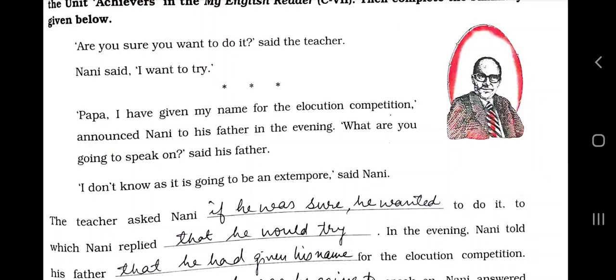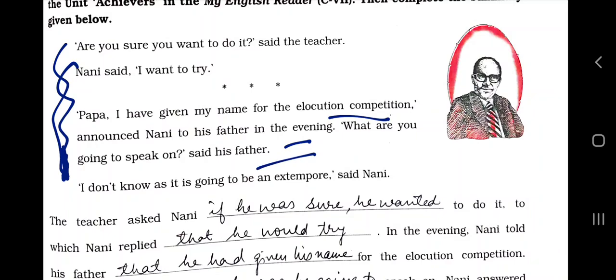Papa, I have given my name for the elocution competition, announced Nani to his father in the evening. Now, this is directly spoken to each other. This is the conversation between Nani and his father. Of course, what are you going to speak on? said his father. I don't know, as it is going to be an extempore, said Nani.